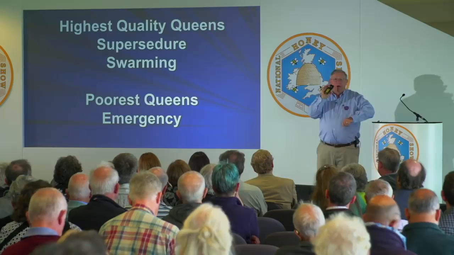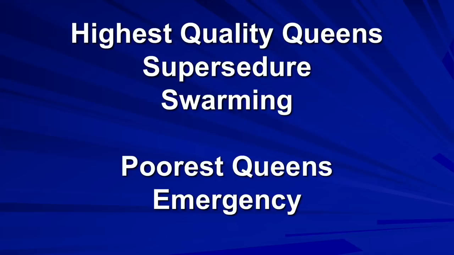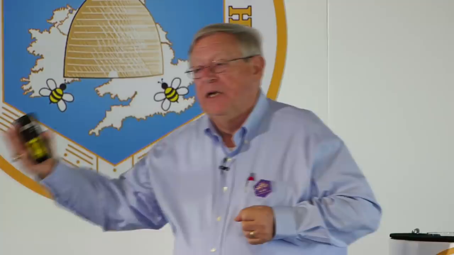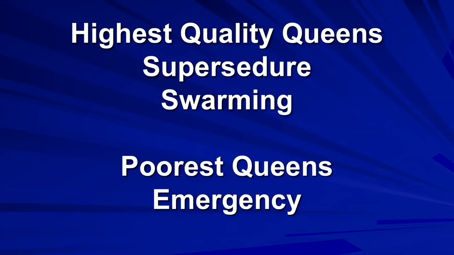What I want you to remember is the highest quality queens are produced under the supersedure or the swarming impulse. Your poorest queens are produced under the emergency conditions. So this is part of the reason why it's important for you to figure out why they are producing queens, and whether or not you're likely to end up with a good queen or a pitiful queen that needs to be replaced. So you need to decide why.